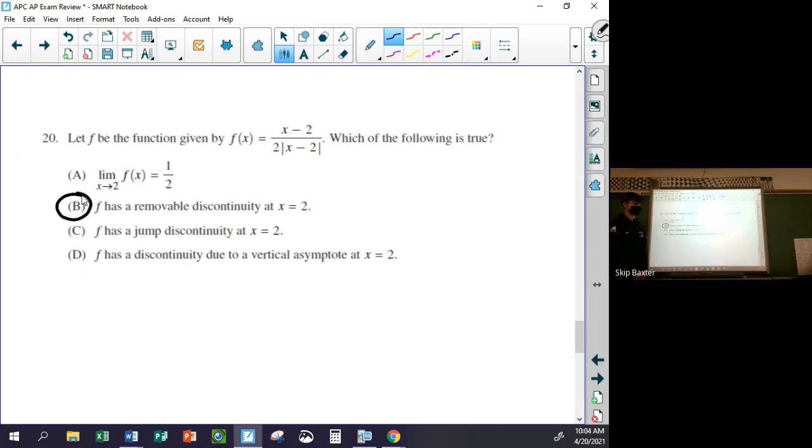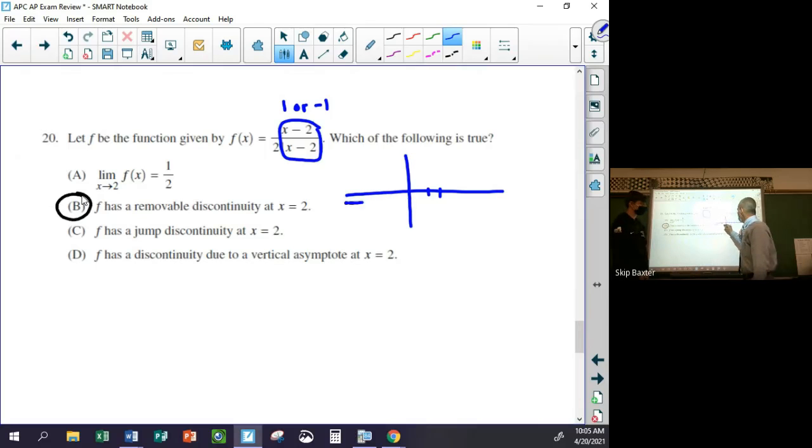This one is a lot like the question from the last test we took. If you have x minus 2 over absolute value of x minus 2, sometimes that's equal to 1, and sometimes that's equal to negative 1, right? Depending on whether x minus 2 is positive or negative. So if this stuff here is either 1 or negative 1, then the whole thing is sometimes 1/2 and sometimes negative 1/2. So maybe it goes like this, where it's negative 1/2 and then 1/2. Or maybe it's the other way around.